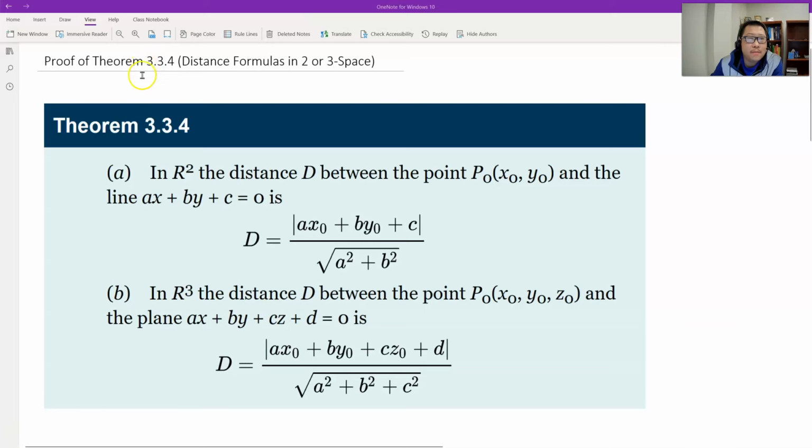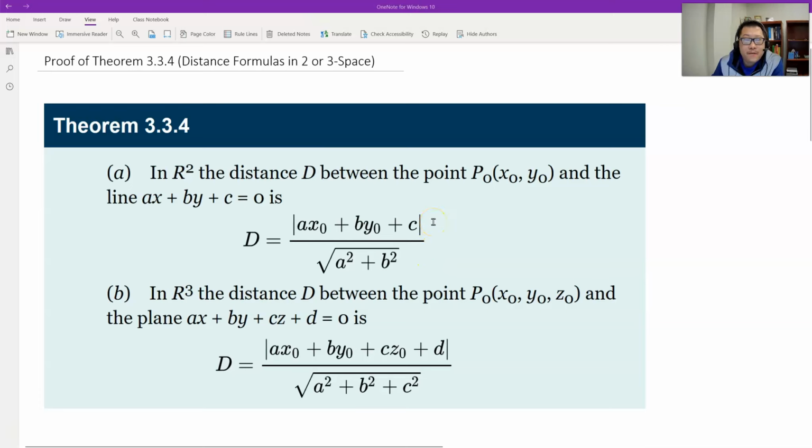In this video, let's prove Theorem 3.3.4, which is distance formulas in 2 or 3 space. So the first is the distance between a point and a straight line in 2 space. Suppose I give you a straight line. Outside of the straight line, we have a point, and we want the shortest distance. We do have this formula before, like in basic algebra or pre-calculus, right?